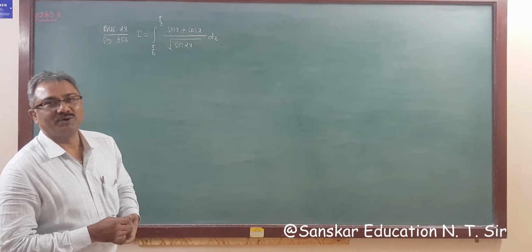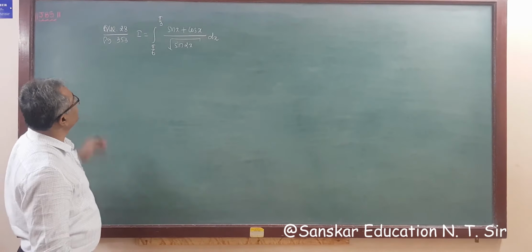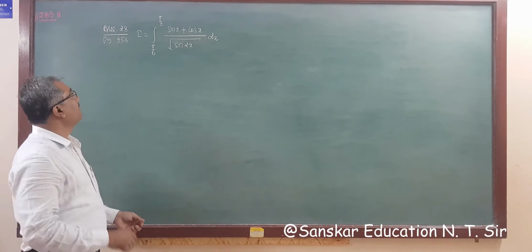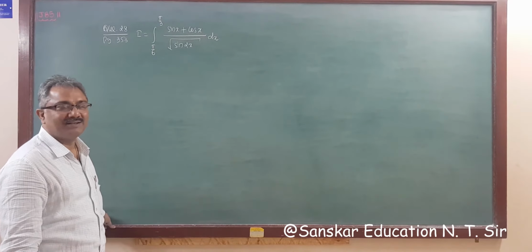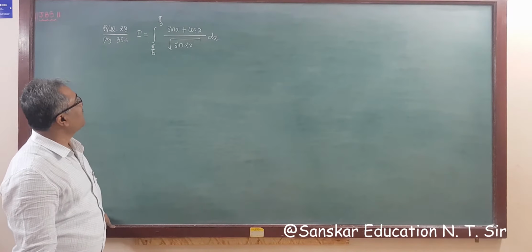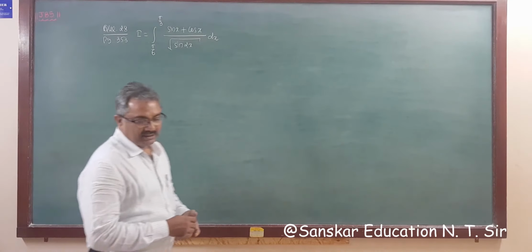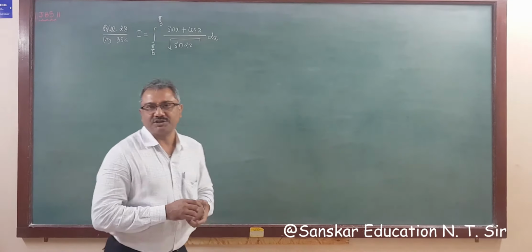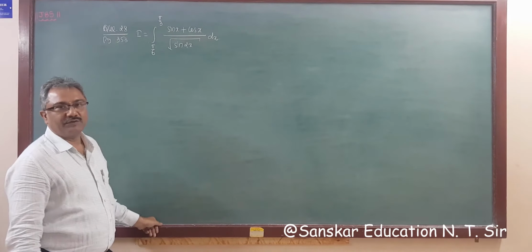So today in this video lecture we are going to start with question number 28, page 353. Few questions of the miscellaneous exercise are now remaining, right? So I is equal to integral from pi by 6 to pi by 3 of (sin x plus cos x) upon root sin twice x. This is the question.